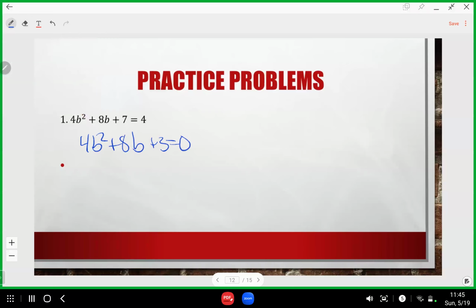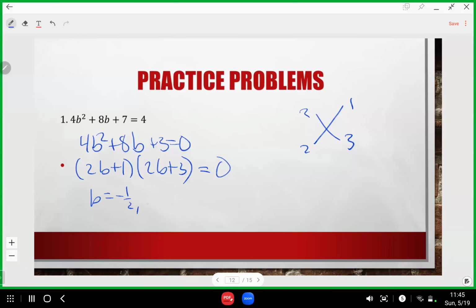I think so, is it? Let's see. Apparently it is factorable. So you have 2, 2, 1, 3 on this side. Then 2 times 3 is 6, 1 times 2 is 2, and you get 2b plus 1 times 2b plus 3 is equal to 0. So b is equal to negative 1/2 and negative 3/2.